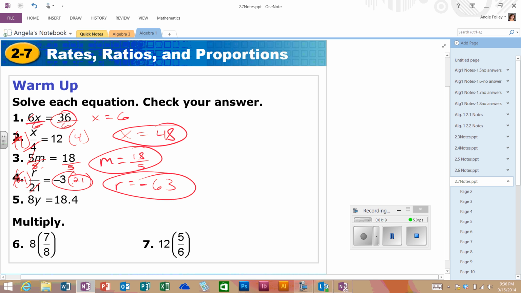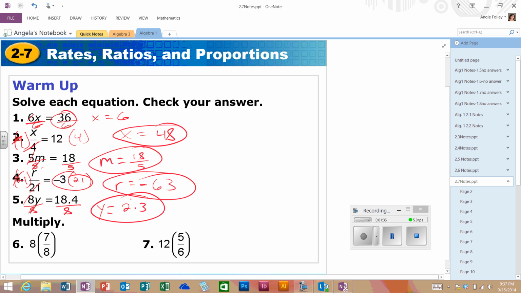8 times y equals 18.4. So we divide by 8, get rid of it on this side. So y is equal to 2.3. Okay, on the last two, we need to multiply.